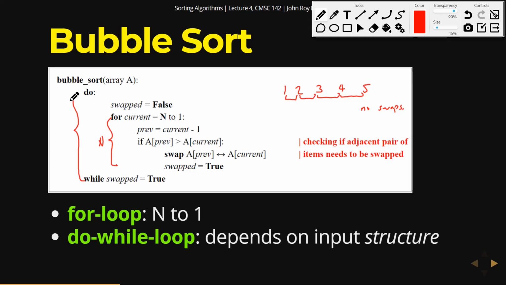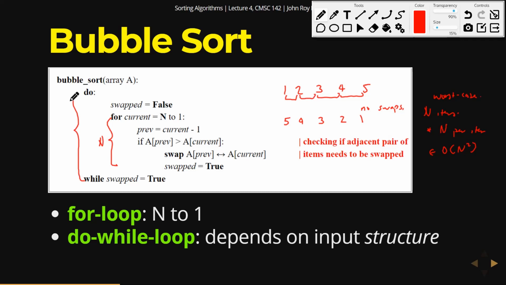But if it's, let's say, reverse sorted, that's the worst case, then we'll have to do about n iterations of this. So n iterations times n per iteration, that would be O of n squared at the worst case.